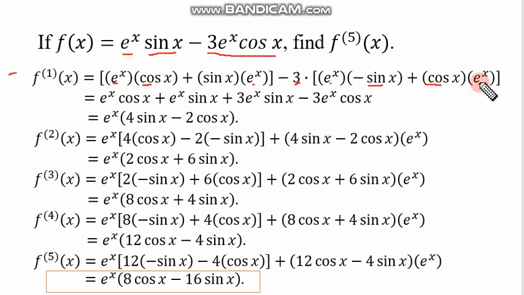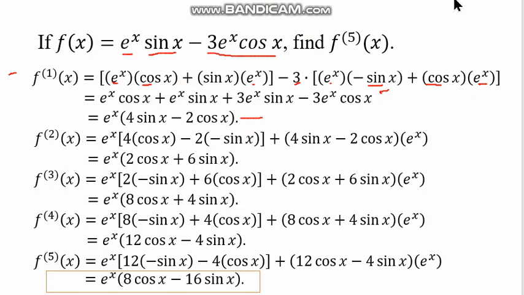Okay, so we will combine like terms. So e raised to the x cosine x plus e raised to the x sine x plus 3 e raised to the x sine x minus 3 e raised to the x cosine x. To factor or simplify that, it's equivalent to e raised to the x times the quantity of 4 sine x minus 2 cosine x. So that's the first part, or the first order of the derivative.